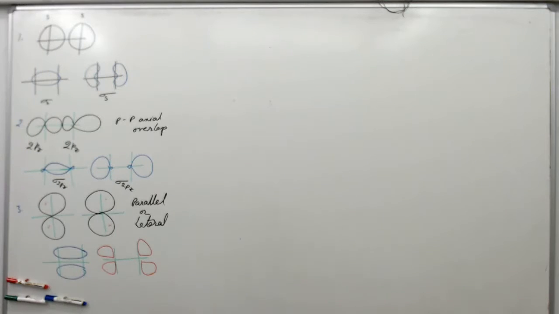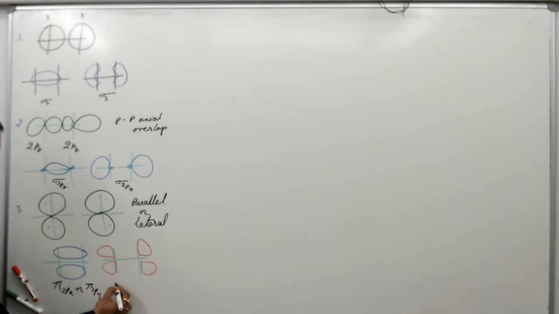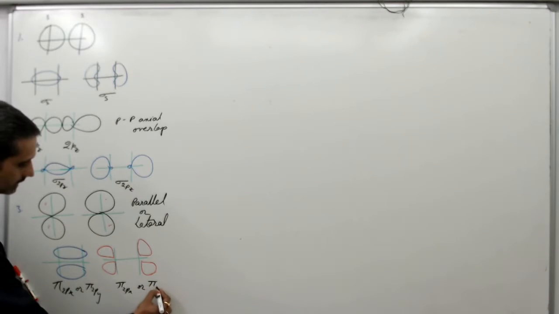Is that okay? So this orbital could be pi 2px, or it could be pi 2py. Similarly, this could be pi 2px, or it could be pi 2py.